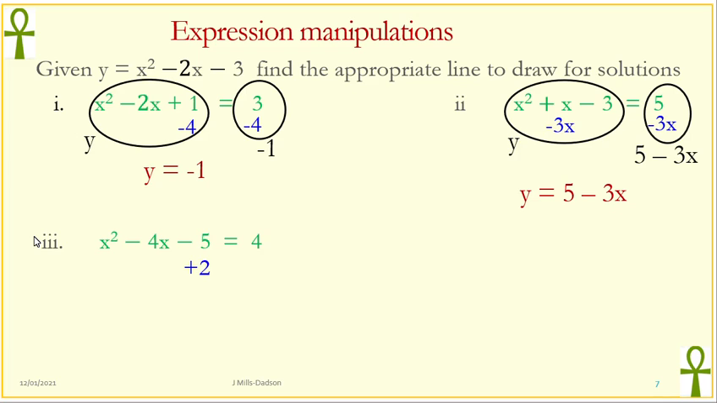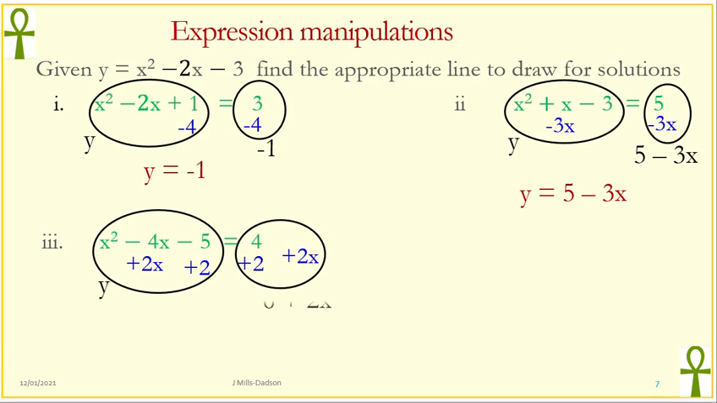Do the same to the other side. How do I make minus 4x become minus 2x? By adding 2x. Do the same to the other side. Okay, now we know everything I have here represents y, because that's what I've tried to manipulate the expression to become. Now you need to simplify this. 4 plus 2 is 6. 6 plus 2x is 6 plus 2x. So the left hand side is y. That is 6 plus 2x. So the line I need to draw is a linear graph of y equals 6 plus 2x.